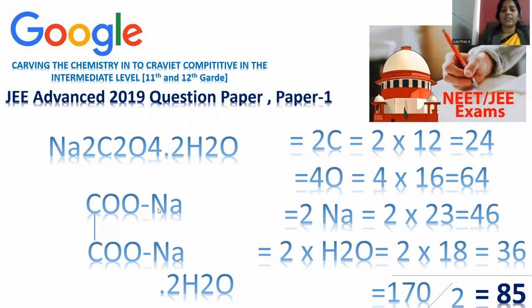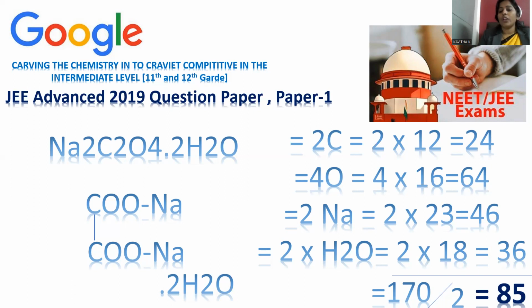How many sodiums are there? 2 sodiums, and each sodium contributes 23. 2 sodiums is 46. How many water molecules do we have? 2 moles of water, dihydrate. Each water gives 18 molecular weight. 2 multiplied by 18 is 36 for water molecules. If you add all the numerals, 170 is the molecular weight of sodium oxalate dihydrate.